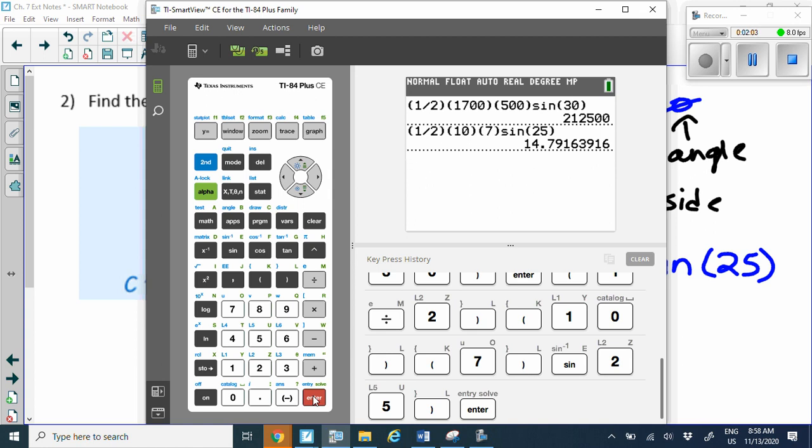Let's go ahead, we'll round to 1 decimal place. So because the 9 is after the 7, we'll round up to 8. So we'll have 14.8.